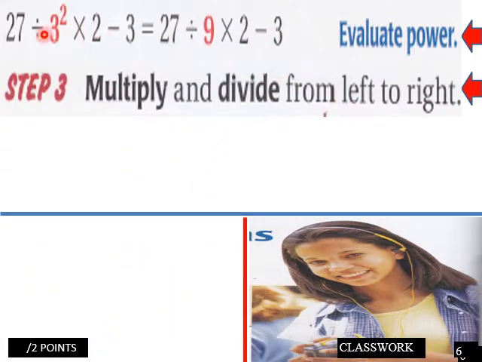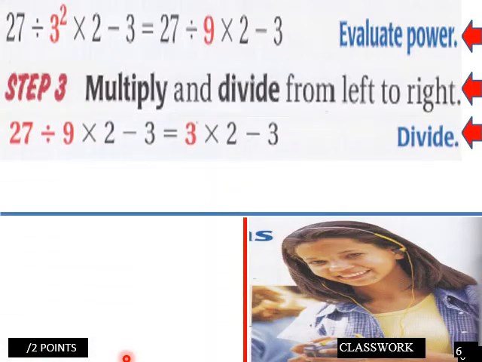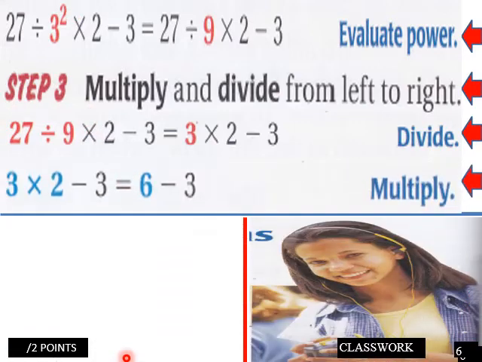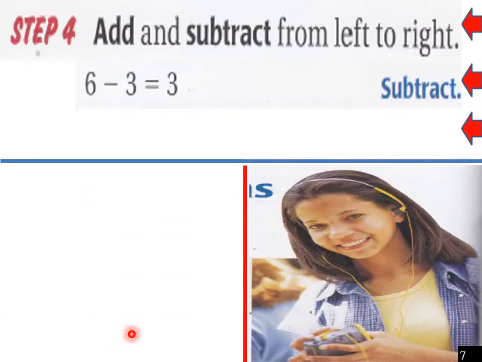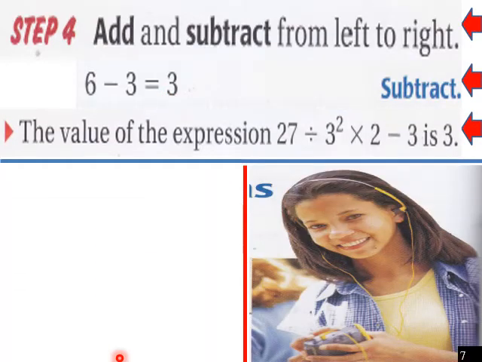Multiply and divide now from left to right. 27 divided by 9, you could put a parentheses around that. So that is 3 times 2 minus 3 equals 6 minus 3. So add and subtract now from left to right. 6 minus 3 equals 3. So the value of this expression would be 3, using order of operations, a kind of protocol for that.